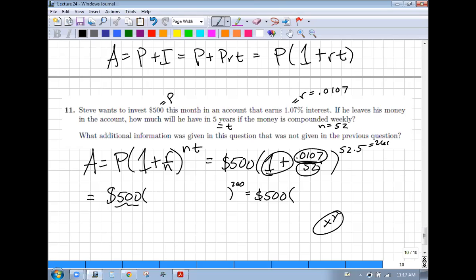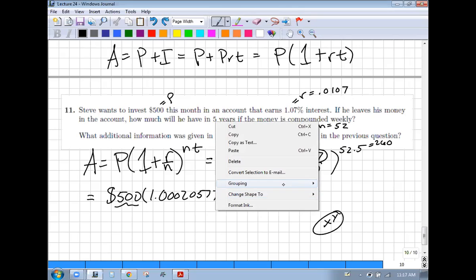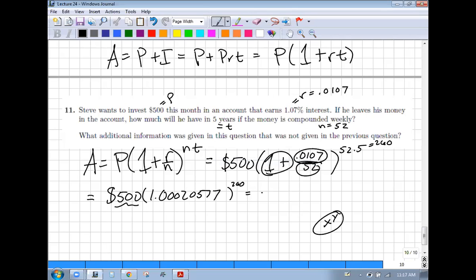So this is 260. So this is like 1.0002057. Again, that's what's in my calculator, all right? Now I hit to the power of 260, and I have 1.05 something something. So now I have this in my calculator. Now I hit times 500, and we're getting $527.48. Big difference, right?